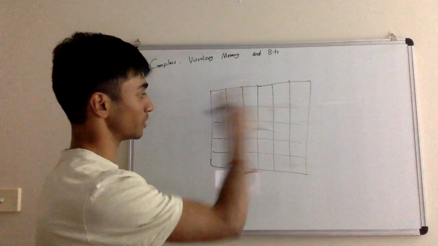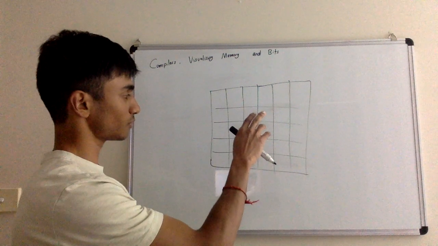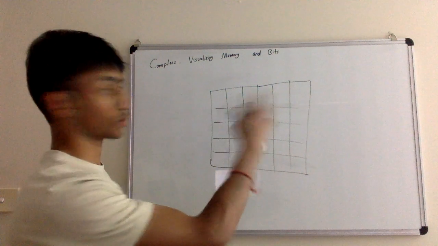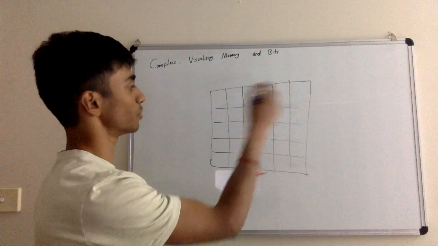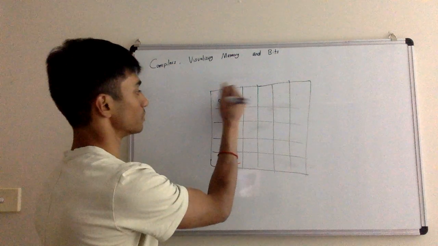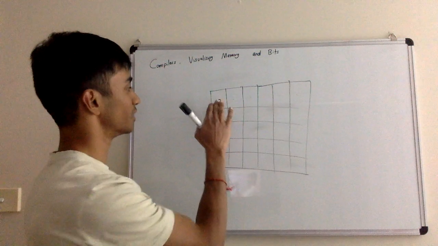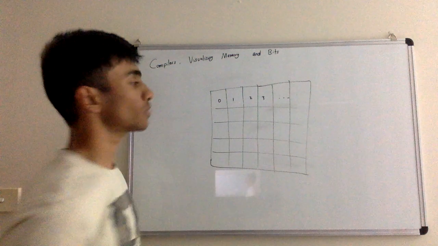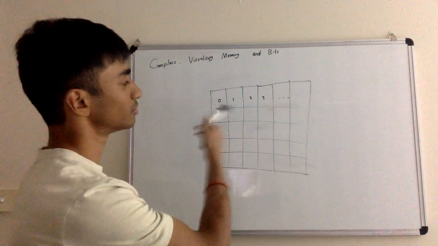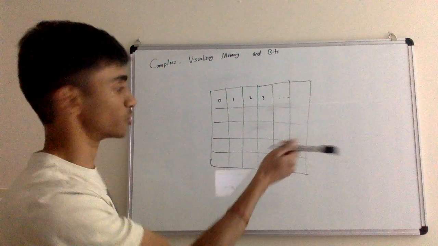If this memory is like a street, each cell is like a house with a particular number. So this might be number 0. We generally start counting from 0. Number 0, then number 1, number 2, number 3, and so on. Each byte has a unique address associated to it.